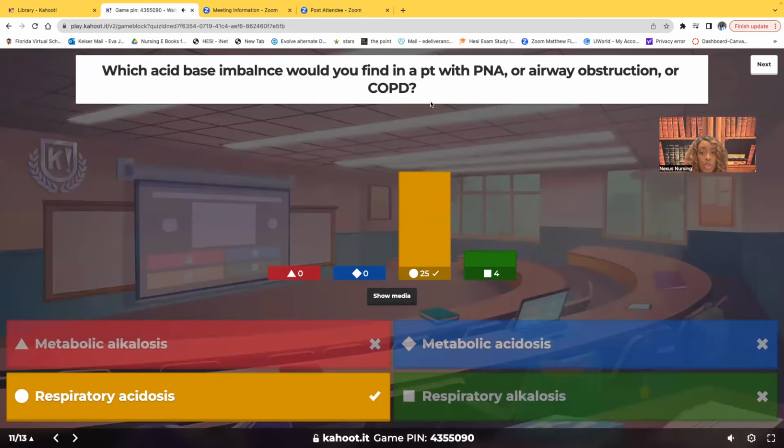Very good. Respiratory acidosis. To the four people that chose respiratory alkalosis, I just told you, when we're talking about the lungs, we're talking about CO2, which is acidic. So if the patient has pneumonia, airway obstruction, emphysema, bronchitis, COPD, they have a condition where they're holding on to CO2. That means they're holding on to what? Acid. And it's the lungs that are making them hold on to it. So it's going to be respiratory acidosis. Guys, read very carefully when you're reading these test questions, because it's very easy for you to get confused, and I don't want you to get confused.